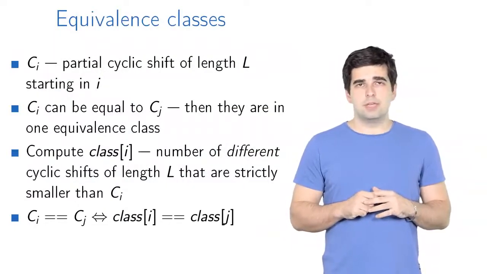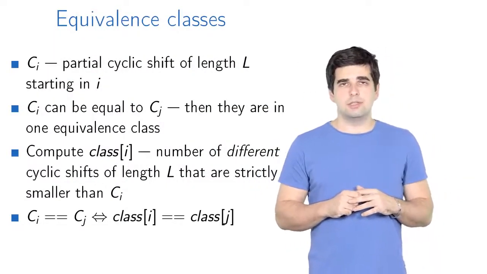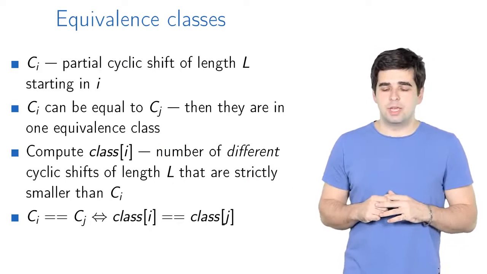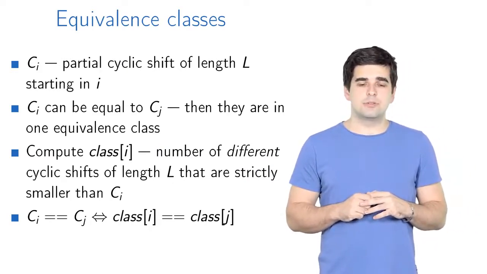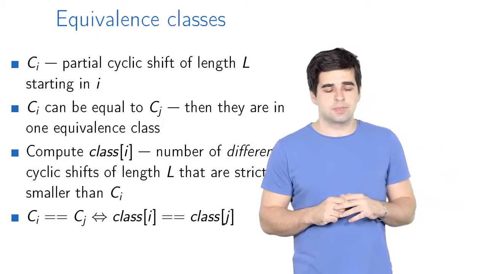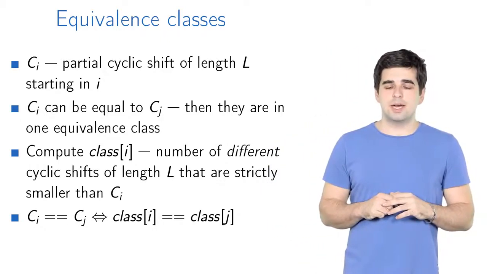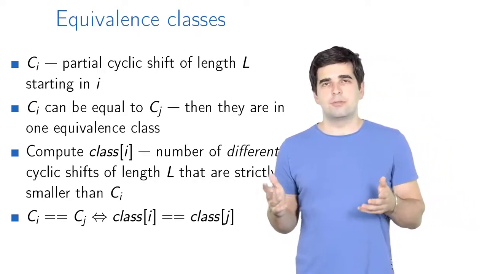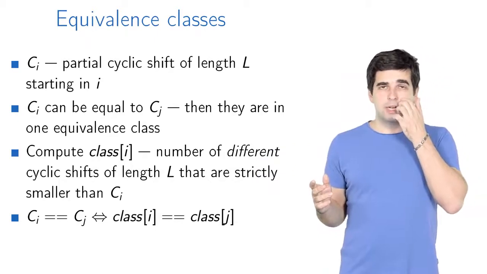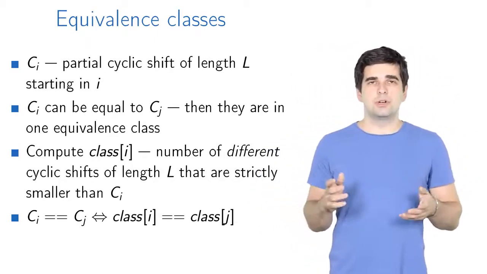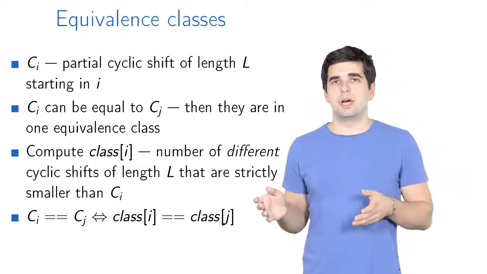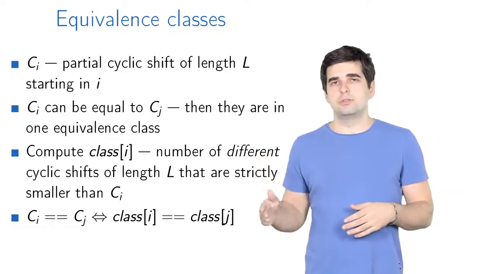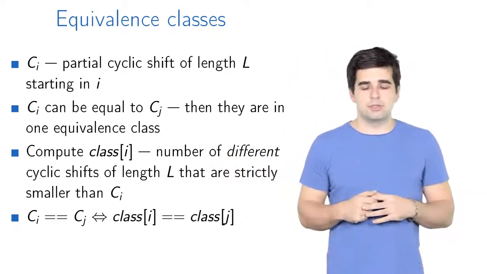Apart from sorting the characters, we will also need additional information to make the following steps of the algorithm more efficient. To do that, we introduce equivalence classes of the partial cyclic shifts. We denote by C_i the partial cyclic shift of length L, where L is the current length of the cyclic shifts which we already have sorted. Initially we have sorted single characters, so L is equal to 1, and then in the further phases of the algorithm L will increase from 1 to 2 to 4 and so on, doubling on each iteration.